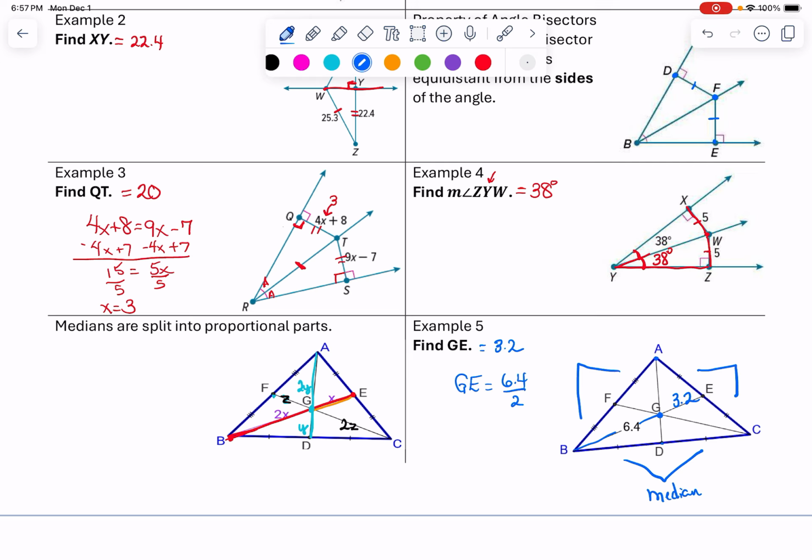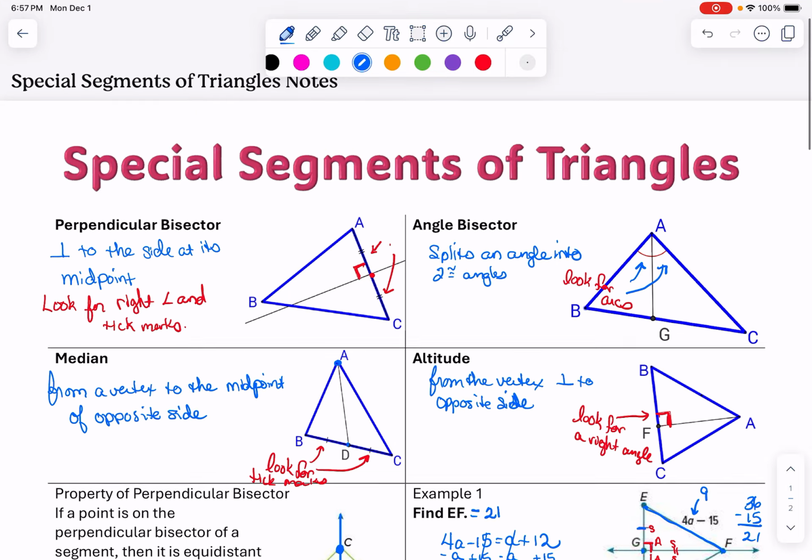Some of your assignment will be simply setting things equal to each other and solving. Others will be doubling or halving if it happens to be a median. And some of your assignment will be determining what you're seeing. Are they angle bisectors? Are they altitudes? Are they perpendicular bisectors? Or are they medians?